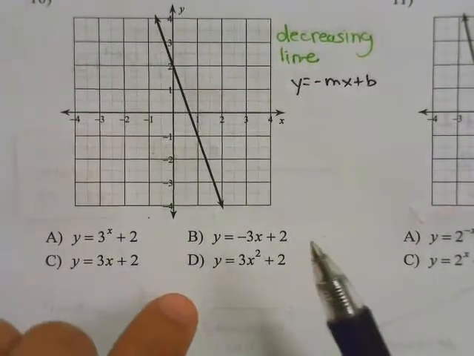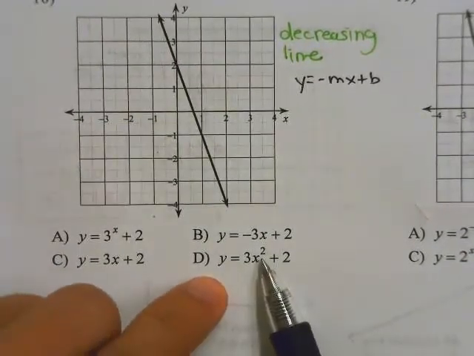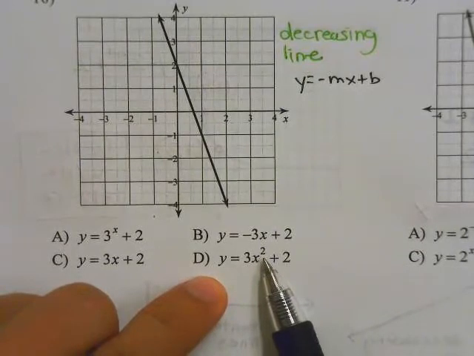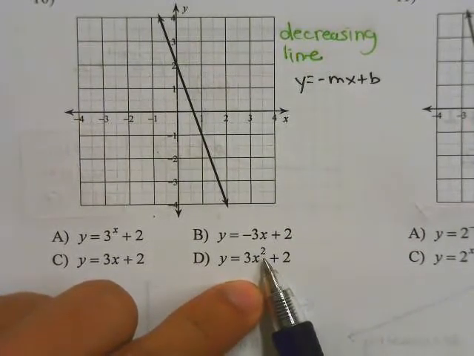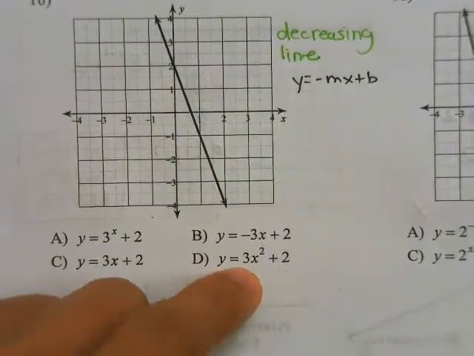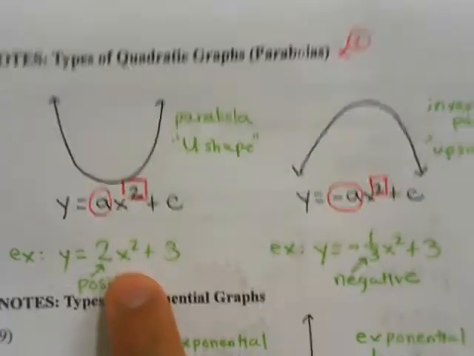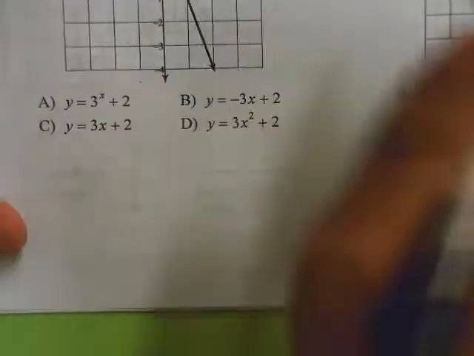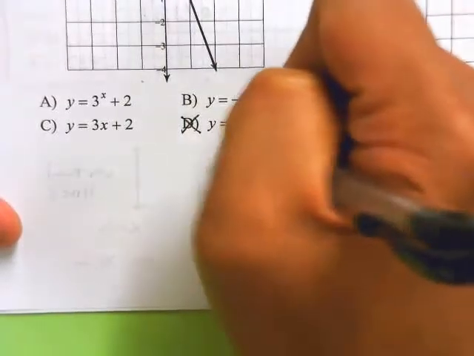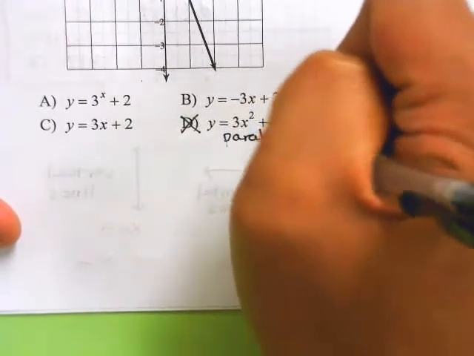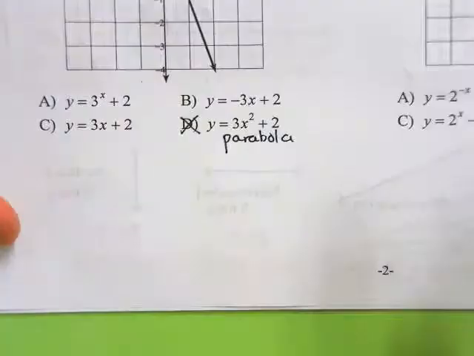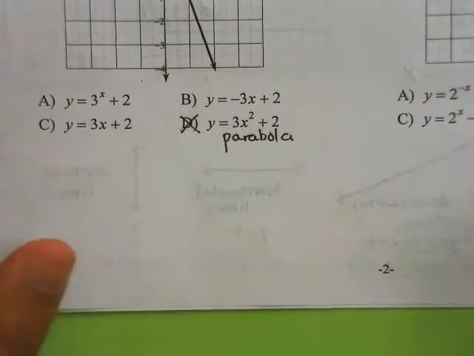Okay, let's eliminate some choices first. I'm going to start with D. First of all, x squared. That's not a line. What is the x squared function? The x squared function is your parabola. So I'm going to eliminate this, and I'm going to say this is a parabola. Okay, so we also have to state why the other choices do not work.